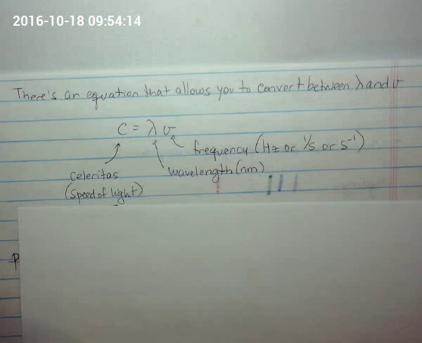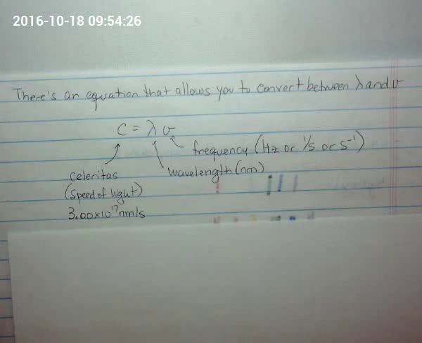Textbooks are going to give you this number in meters per second because those are the SI units for length and time. I would prefer for you to memorize this number in nanometers per second because it's going to help you out in the long run when you do these calculations. All right, so speed of light. It's a number you memorize. It's 3.00 times 10 to the 17th nanometers per second.